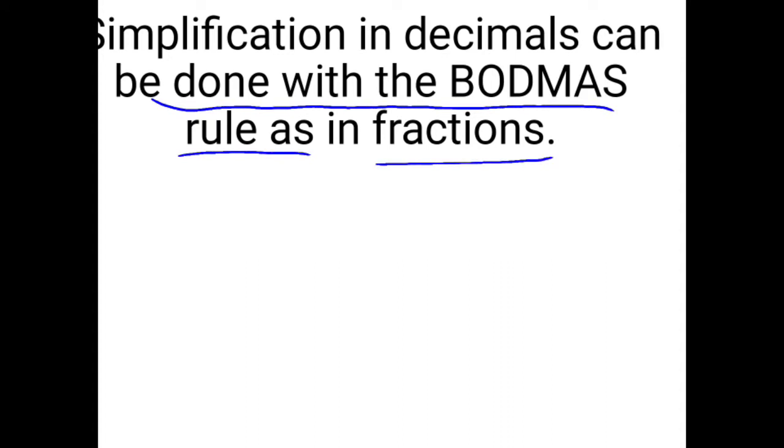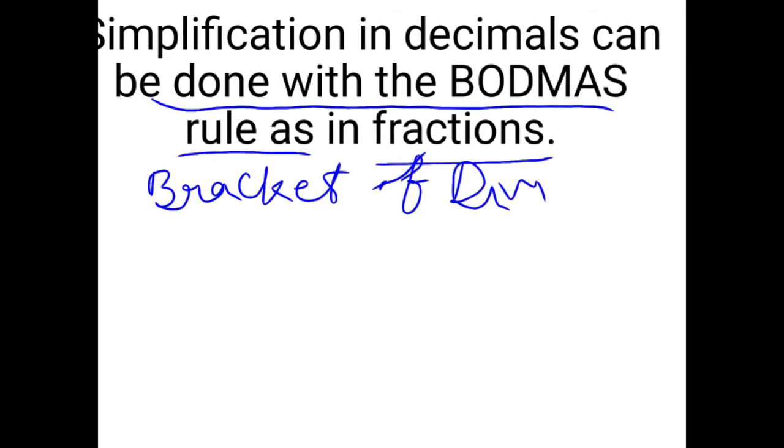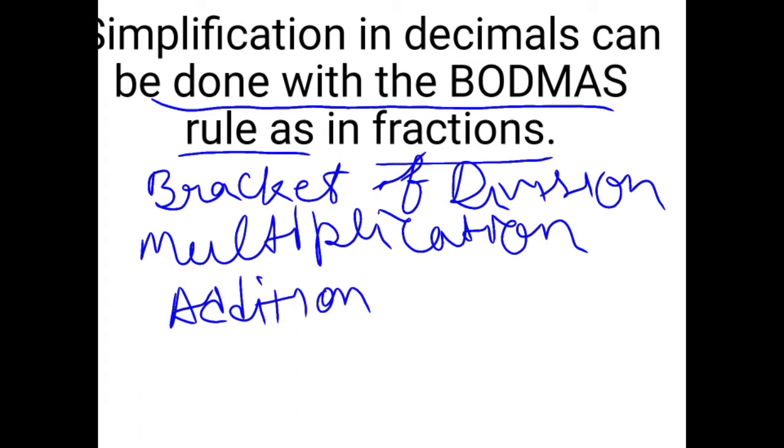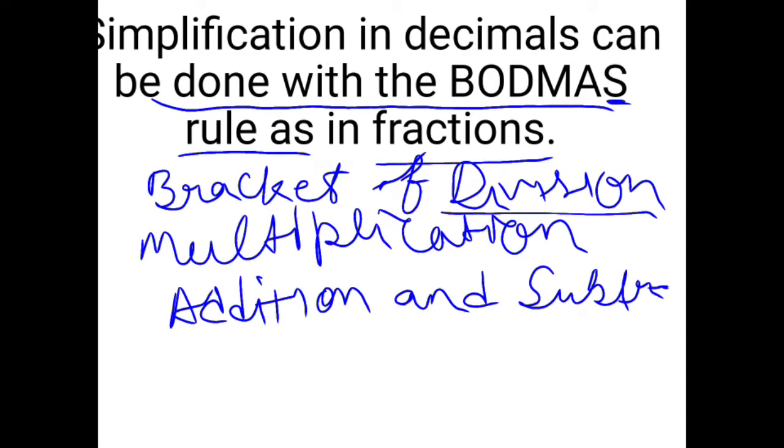So what is the full form of BODMAS? First B is for bracket, O is for of, D is for division, M is for multiplication, A is for addition, and last S is for subtraction. Okay, bracket of, division, multiplication, addition, subtraction. Let us discuss a question related to this rule.